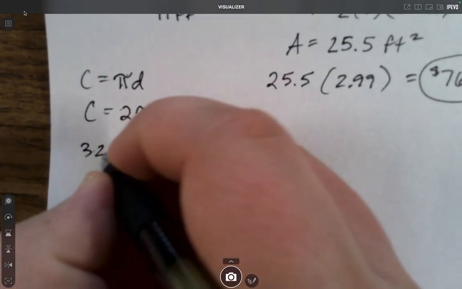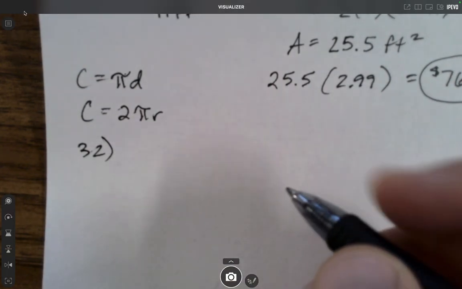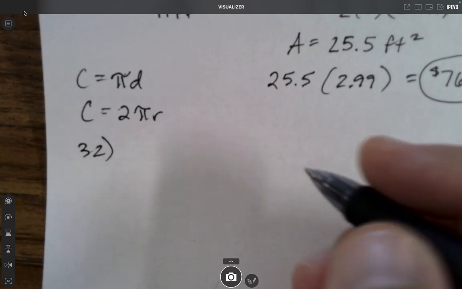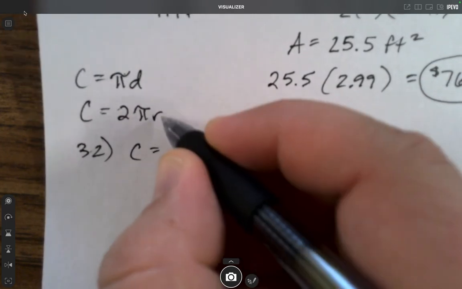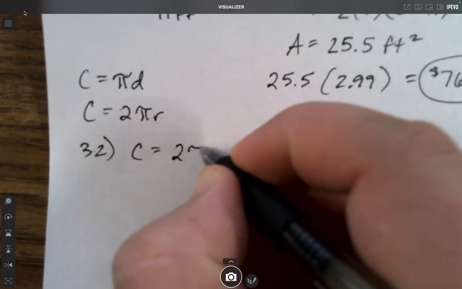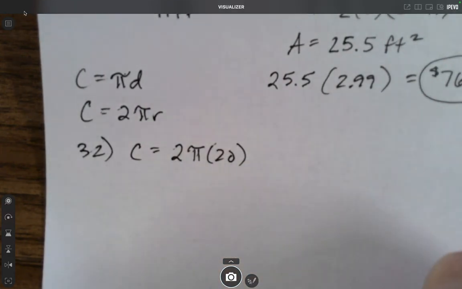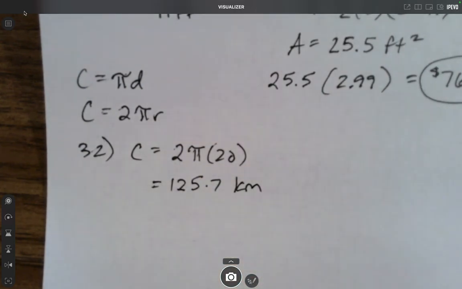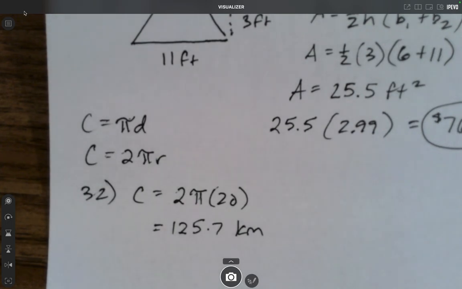So number 32, they give us the radius, because you look at the picture, that's the distance from the center to the edge. That's the radius. So they'd give us 20 kilometers. So we would use this equation because they gave us the radius, 2 times pi times 20. And that gives us approximately 125.7 kilometers. Notice I'm not squaring this unit because circumference is a distance. It's a length around the circle. It's not an area. So there's no need to square the units with circumference. Area, you do square the units. Circumference, or perimeter, you do not.